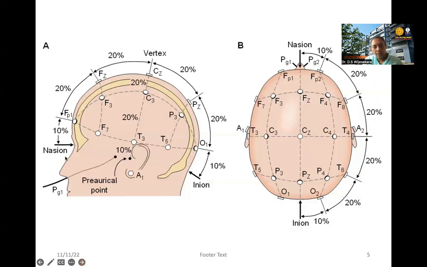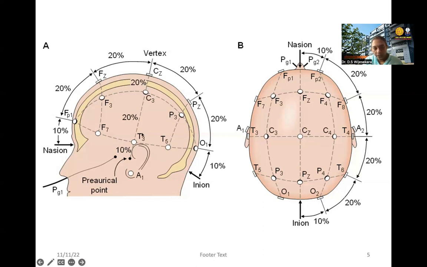Then in an EEG, when a patient is there, you have to measure from the bottom of the nasal bone to the inion, the prominent place in the back of the head. And from that distance, you take 20%, 20%, 20%, and then place your electrodes. That's where you will get the correct placement of the electrodes, and then get the proper positioning.